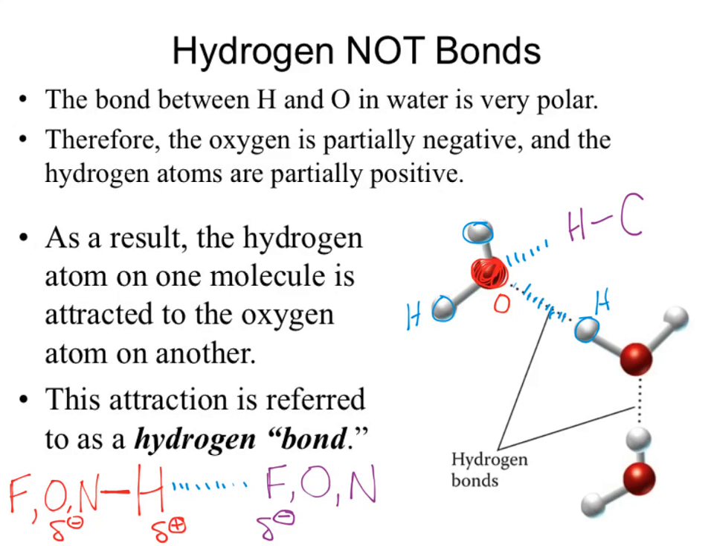What interaction is happening here, as I highlight it in blue? What is this guy? Why is it not a hydrogen bond? What was that? The hydrogen is not partially positive. How do you know it's not partially positive? It's not bound to fluorine, oxygen, or nitrogen. That is not a hydrogen bond.